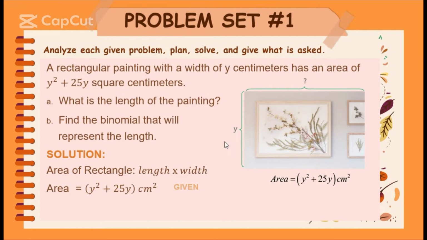So, ibig sabihin, as you can see, since we have y squared and 25y, it can be divided by both terms. y is the greatest common monomial factor. So, we use common monomial factor here. So, para malaman yung isang factor or yung length, divide natin: y squared divided by y is equal to y. 25y divided by y is 25. So, we have y times y plus 25.